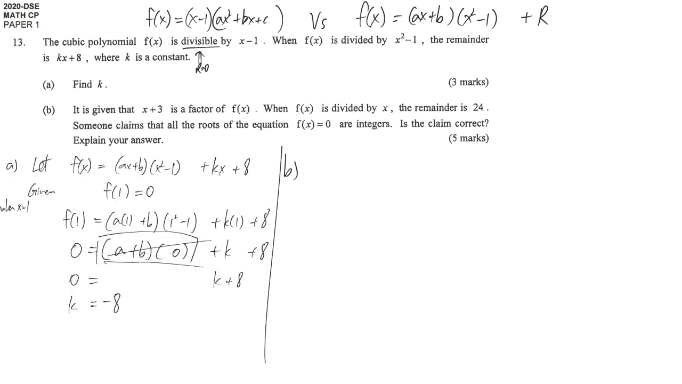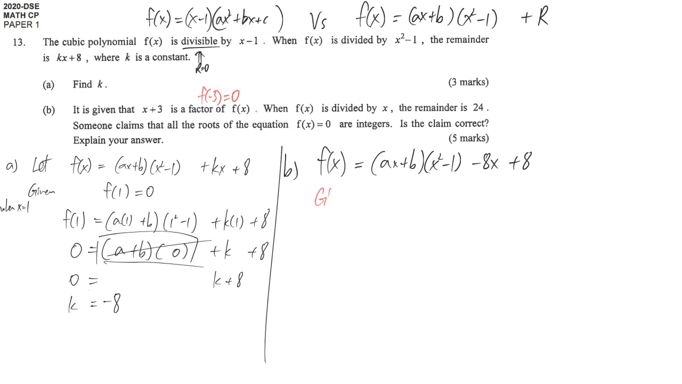In part B, before we start, of course, we should update the information. It's equal to (ax plus b) times (x squared minus 1), and then plus kx plus 8, that means minus 8x plus 8. We update the information and see what is the additional information. They say that x plus 3 is a factor of f(x), so for a similar reason, f(negative 3) is equal to 0. They try to tell you that when f(x) is divided by that, the remainder is 0.